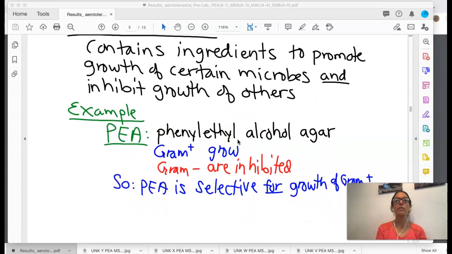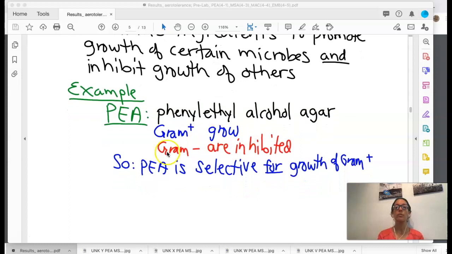So the first example we have of that is our PEA, which stands for Phenyl Ethyl Alcohol Agar. That alcohol inhibits the growth of gram-negatives and allows gram-positives to grow. That happens because gram-positives have that very thick peptidoglycan layer, and the alcohol has a hard time getting into the cell. Gram-negative cells have a very thin peptidoglycan layer. The alcohol passes through that wall and damages the DNA.